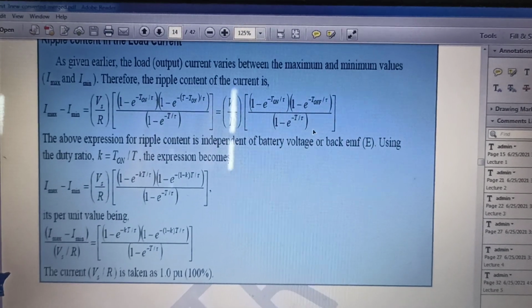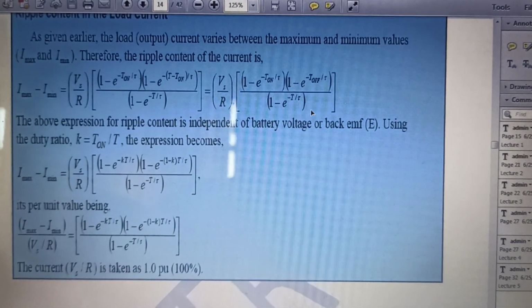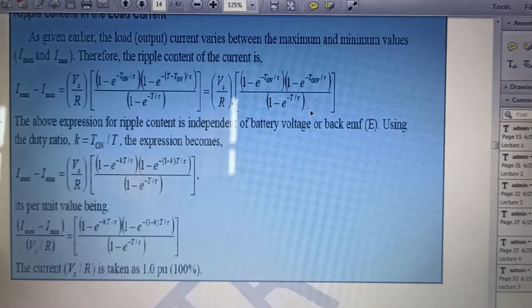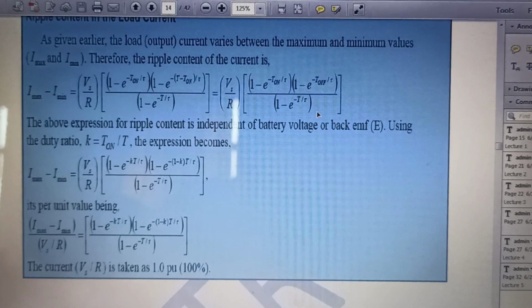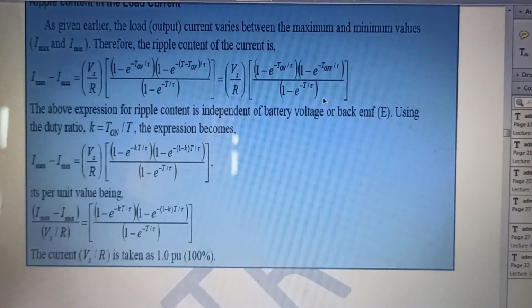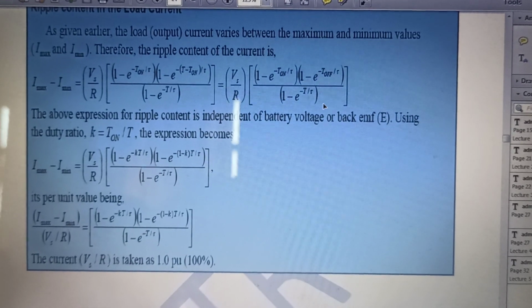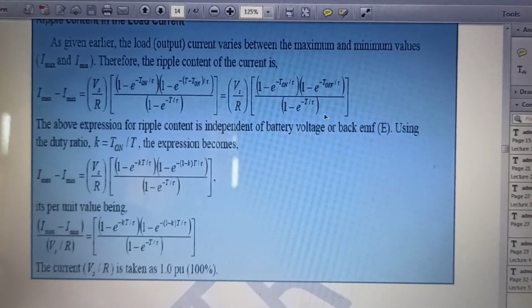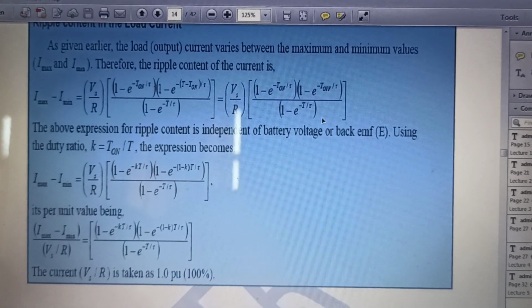So one thing is very clear, that ripple in current will be there whether you have connected an E or not. Ripple in inductor current has nothing to do with the voltage or the battery connected at the output. If this part is clear, then the rest is, I think, very easy.